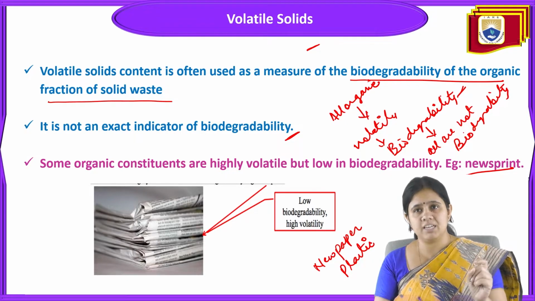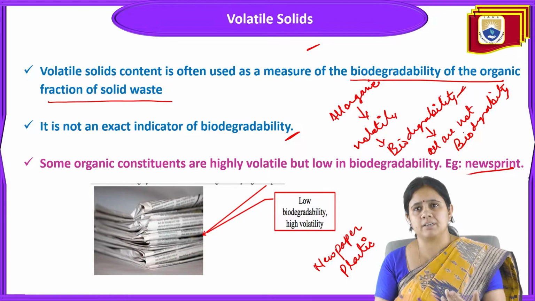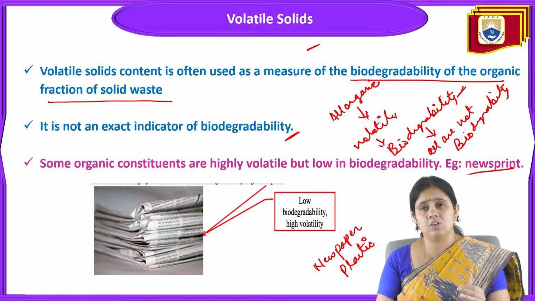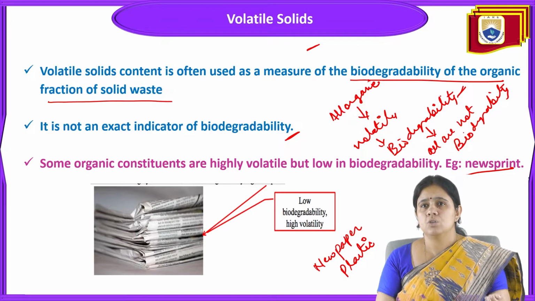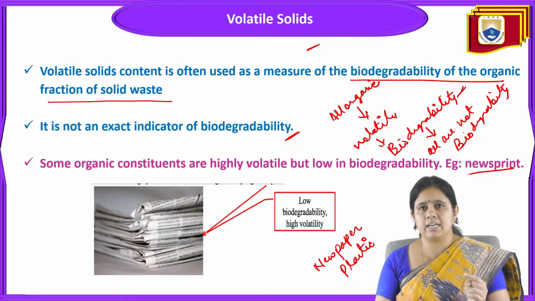If something has more volatile matter, it will automatically have high organic matter, but that will not lead toward biodegradability. Biodegradation will not happen for this type of solid. So newspaper and plastic have high volatile substance, but their biodegradability is very low. So volatile solid is not an exact indicator of biodegradability.